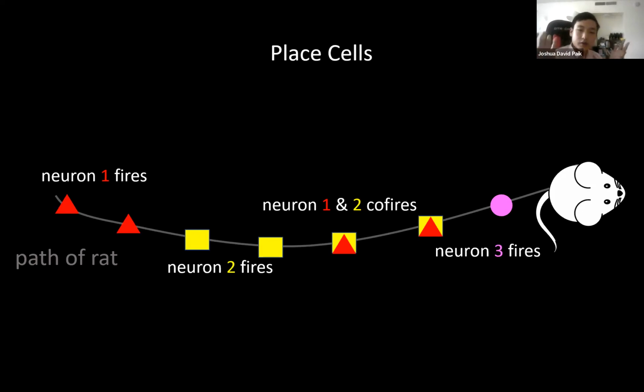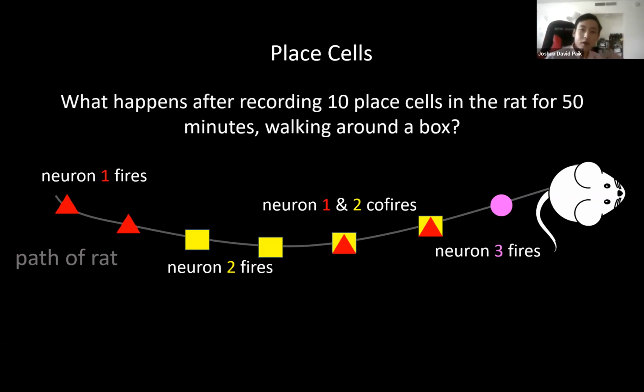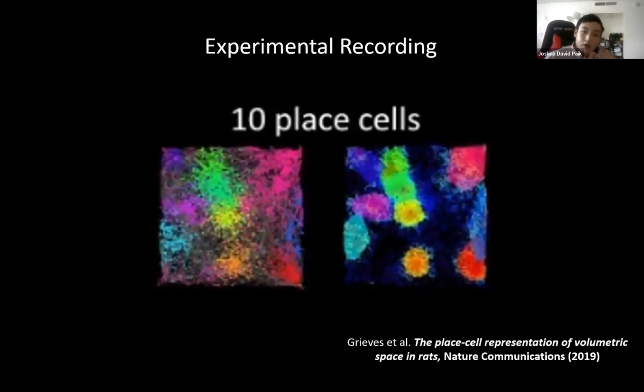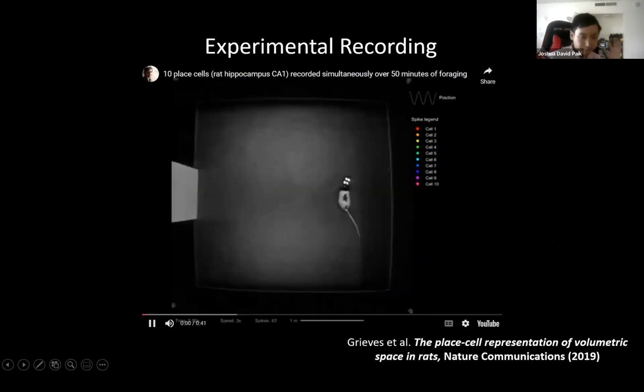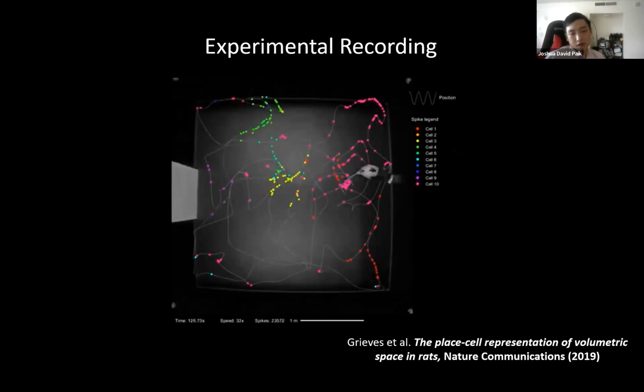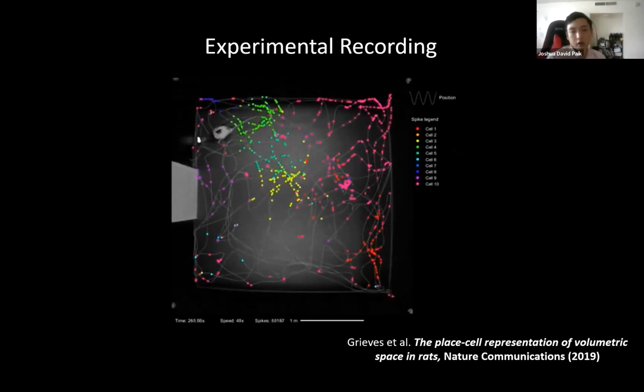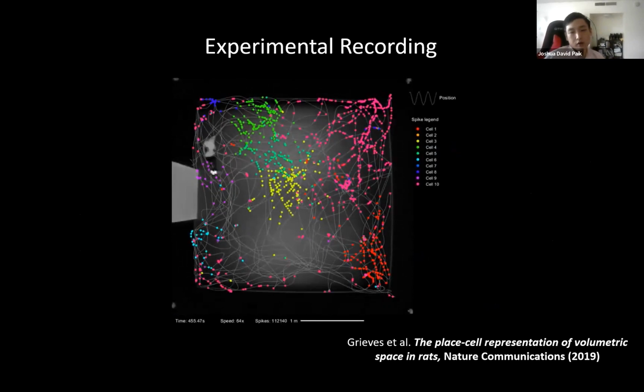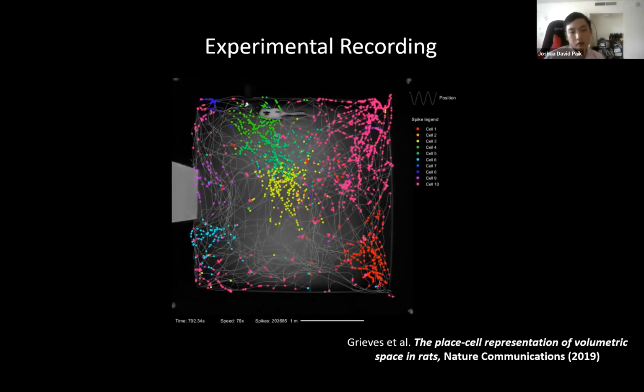So just reiterating, we have a rat moving around in a box. We record neural activity. Maybe we're going to color code. So the question then becomes, what happens after recording, let's say, 10 place cells in the rat for 50 minutes walking around the box? This experiment's been done, and I'll take this video from this Nature Communications paper, and let's just see what happens. So the rat is moving in the box, and we're color coding neural firings while the rat is moving in the box.